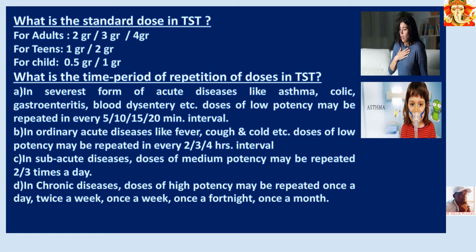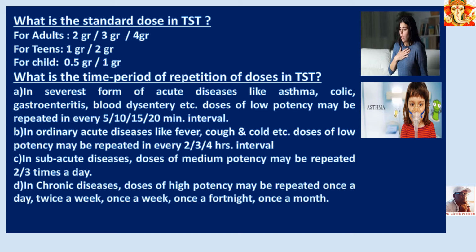What is the standard dose in TST? For an adult, 2 grains, 3 grains, or 4 grains. Some doctors give 2 grains, some 3, some 4. For a teen, 1 or 2 grains. For a child, 0.5 or 1 grain. Now you can argue, what should I follow? You can follow anything you like, but remember: the less the better. If you follow this system, then 2 grains, 1 grain, 0.5 grain is the best system, I think, because a medicine dose is that amount which brings a perceptible change in the health of the patient.